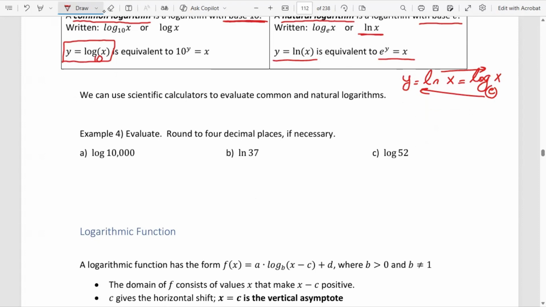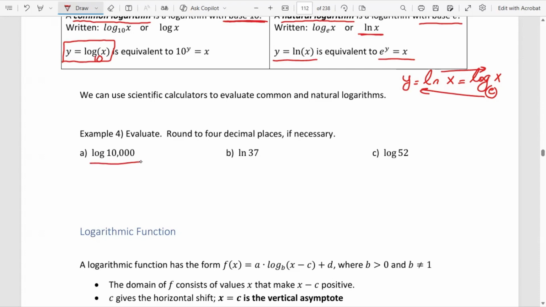Sometimes for some logarithms, we need to use a calculator. There is no way that we can find the power, because when you are evaluating a logarithm, that means you are finding the power. And sometimes there is no way that we know the power of a number because of the numbers that are given to us. So we have to use a calculator. For example, it says evaluate and round your answers to 4 decimal places.